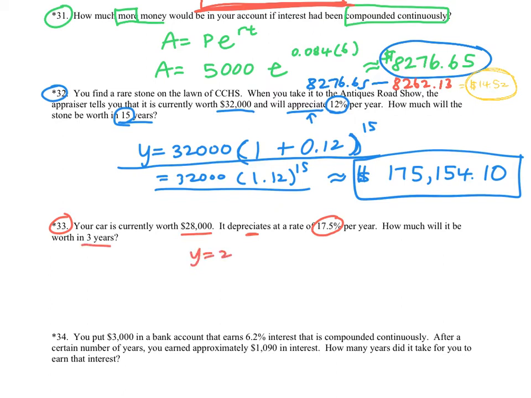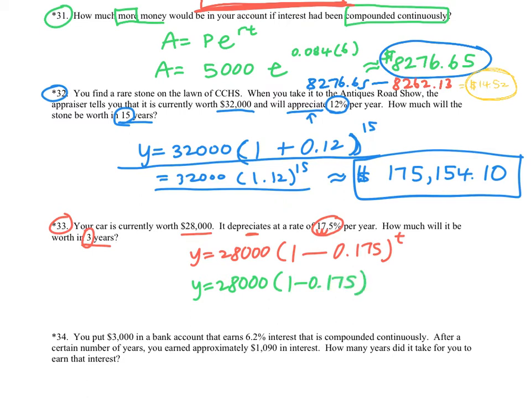So you set up a function. You start with $28,000, 1, and then you depreciate, so it's minus 17.5 in percent, that's going to be 0.175 to the t. The t could be the number of years, months, weeks, hours, any time period. But here it's going to be in years, and it's 3 years. So we're going to go ahead and plug in 3. So in our calculator, we plug in 28,000 times 1 minus 0.175 raised to the power of 3, which gives me a final value of $15,722.44.